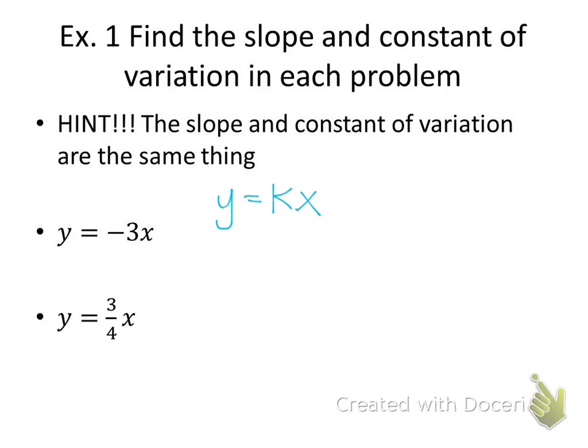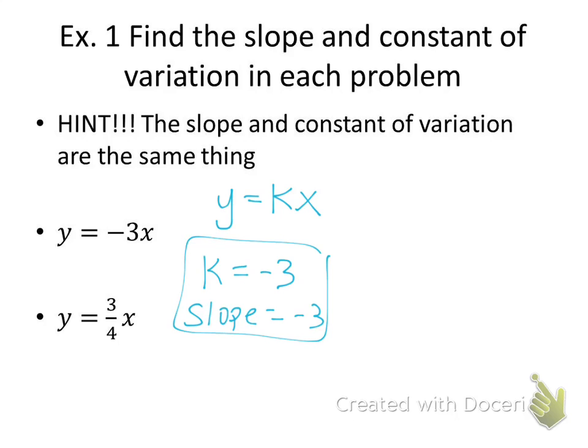So, if they want us to write that, we're just going to say, all right, K is equal to what? What's K equal to in this first problem? -3. So then what's our slope? -3. There's your answer. Just like that. That's it. So that's for this first one.